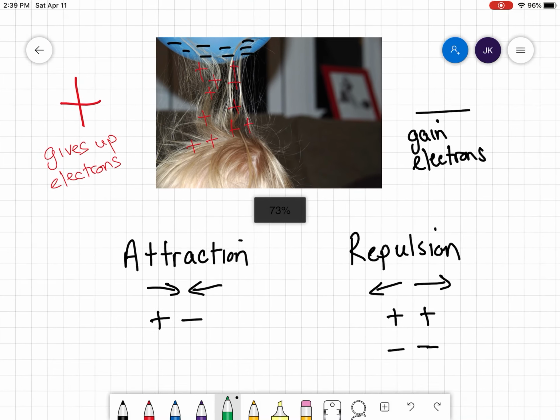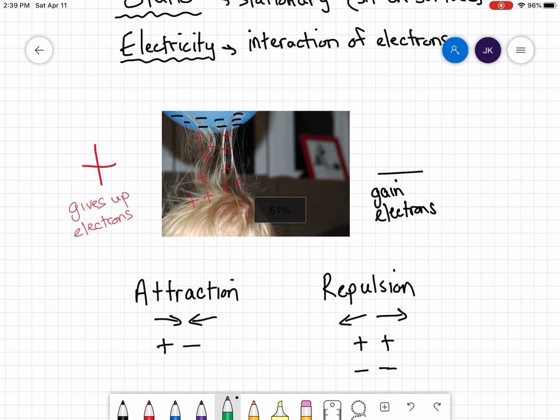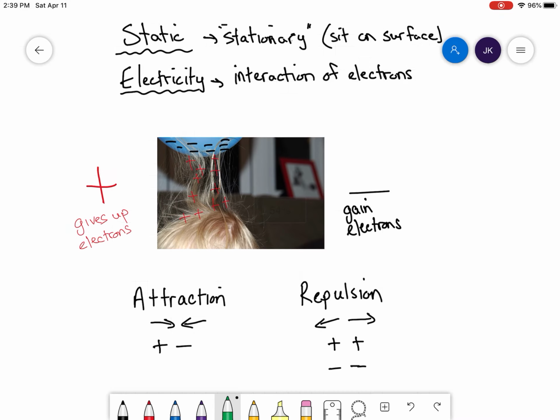That is the basics of static electricity. Static electricity is dependent on positive and negative charges, attraction, and repulsion. Stay tuned for the next video.